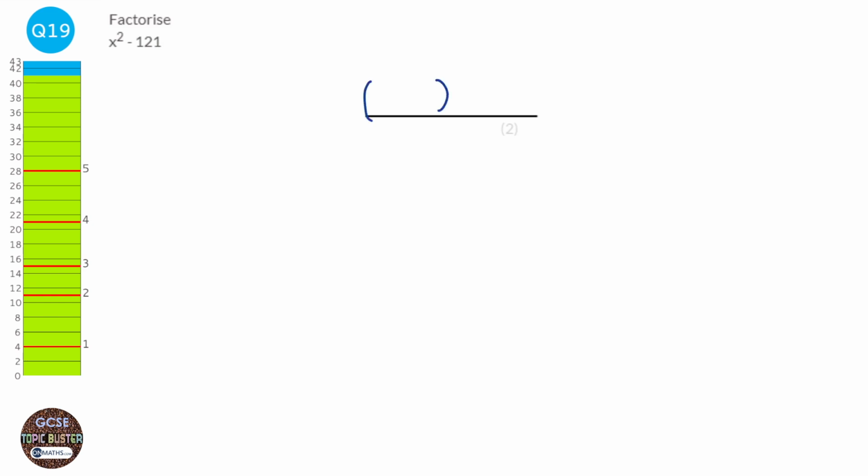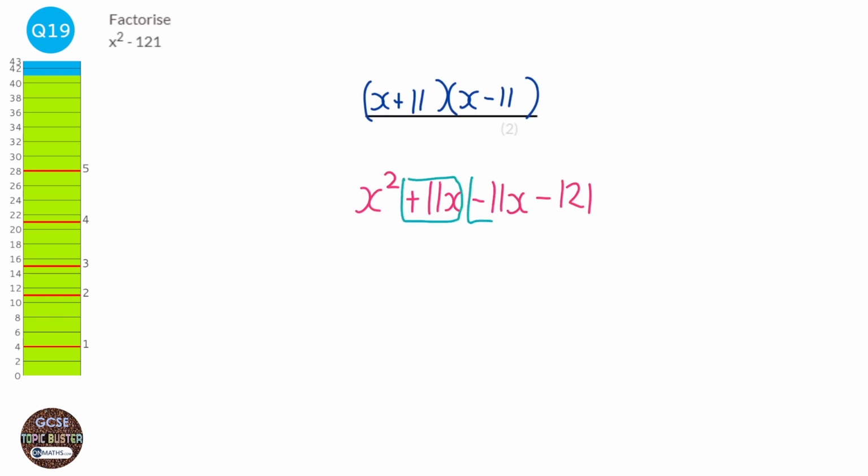What you do is you put down 2 sets of brackets and you square root the first term. Well, that's just going to be x. And you put the positive and negative versions of the square root. So we're going to square root 121, which is 11. So we're going to put plus 11 and minus 11, and that's it. Now, when we expand that, and we're just going to quickly expand that now to have a look, it's going to be x squared plus 11x minus 11x minus 121. And notice that the two x terms cancel each other out, which is why we don't have the x terms.